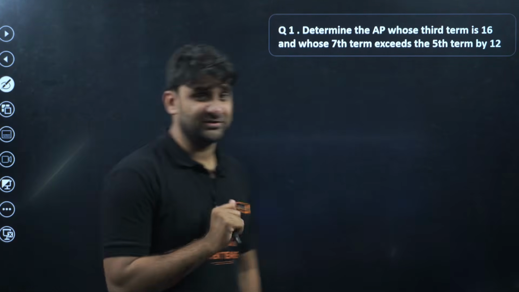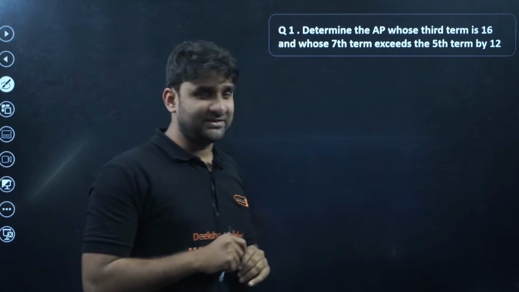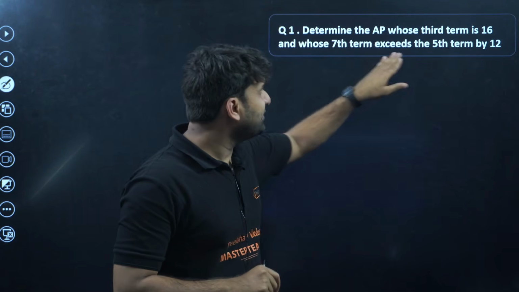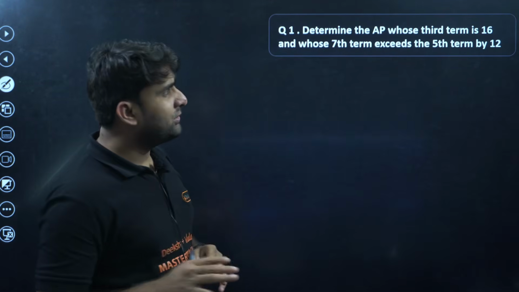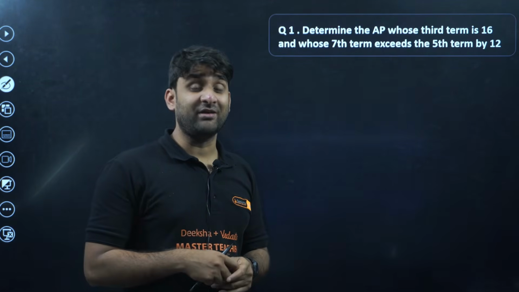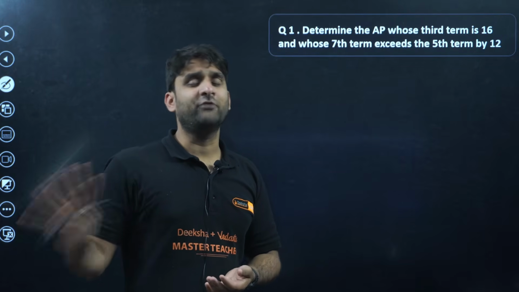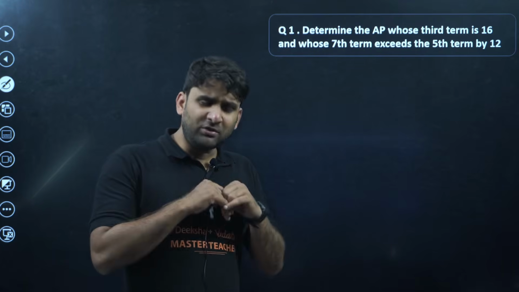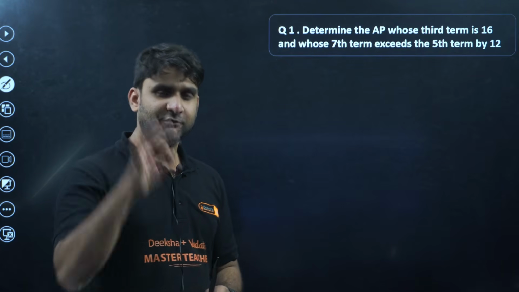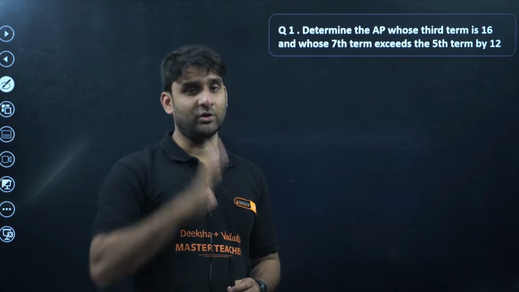Question number 1 is, determine the AP whose third term is 16 and whose seventh term exceeds the fifth term by 12. So, the base part of these questions is to try to understand the question first. Don't think about which formula has to be used. Don't think about the formula and concepts. First, read the question carefully and understand the concept.